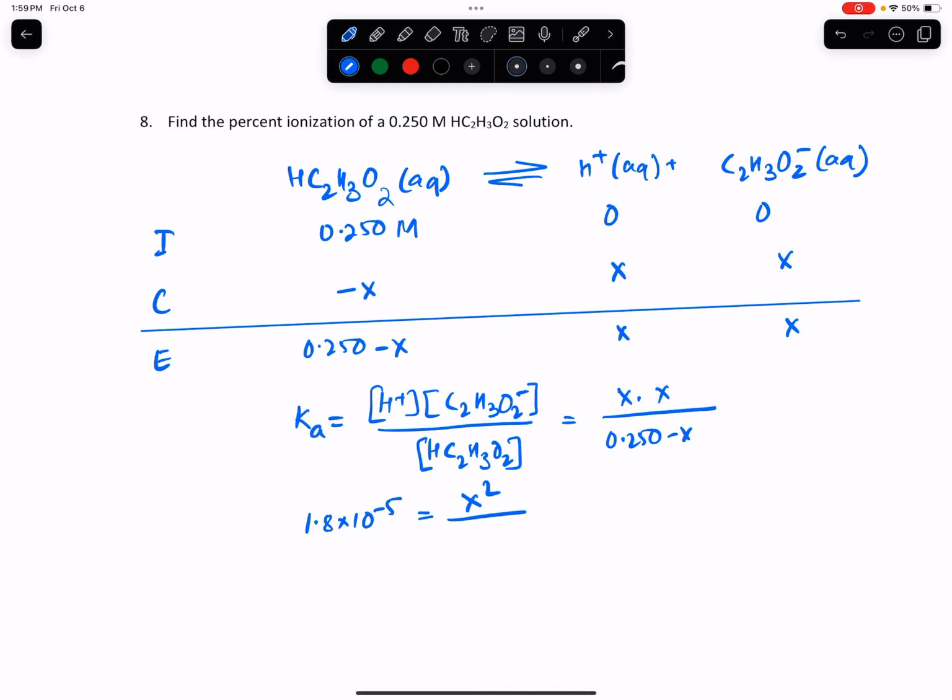Now we just have to solve for X. To make our lives easy, we're going to approximate that X is much smaller than 0.250. So we're going to ignore X and just solve from there. This gives us X squared is equal to 0.000045, and then the square root gives us X equals 0.0021.